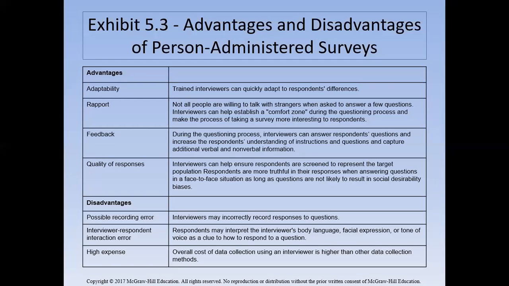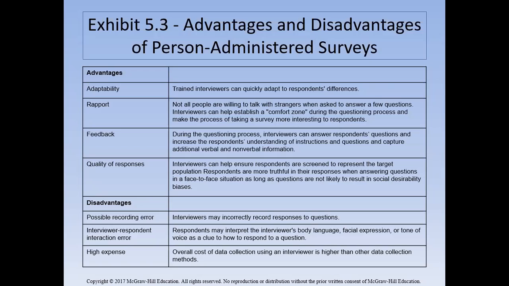You might have the disadvantage of record error. The interviewer may incorrectly record the response to the question. They might rush, so they put yes, no, or 5 instead of 4. So they might be making an error there.